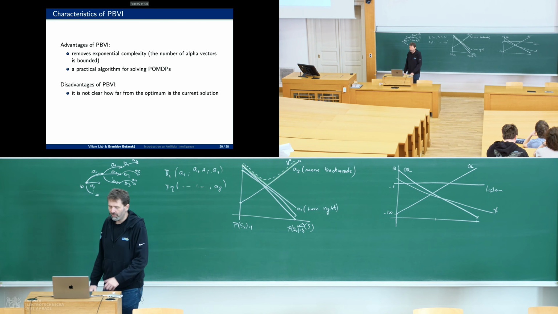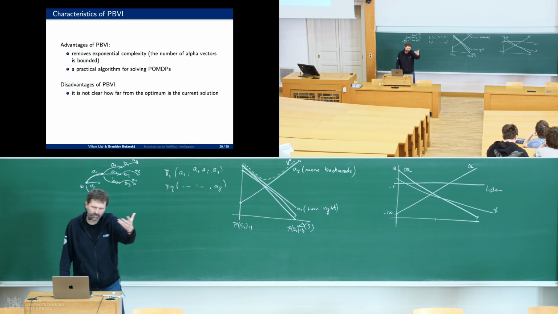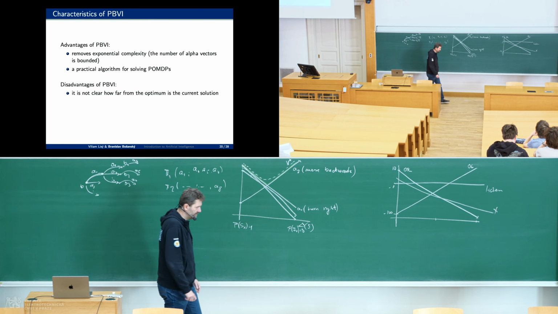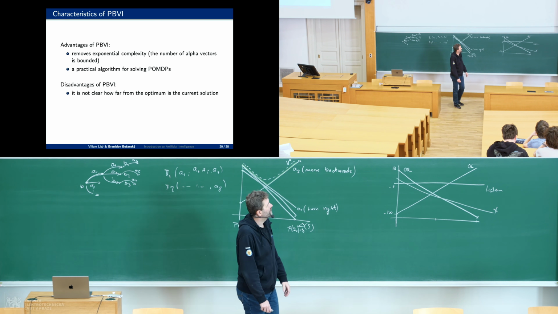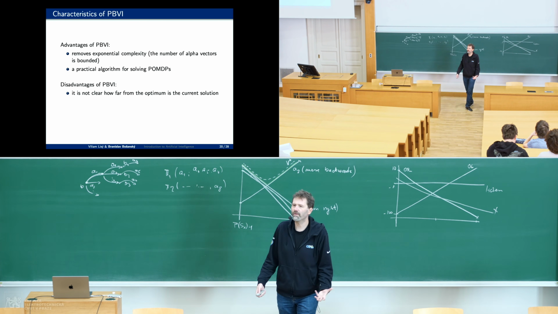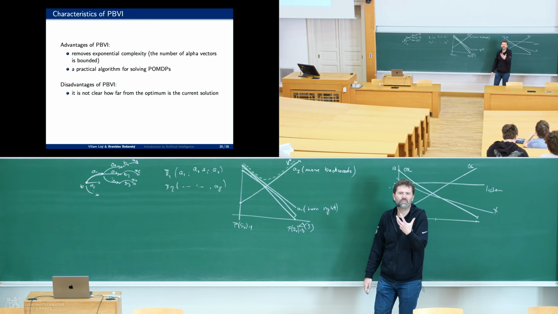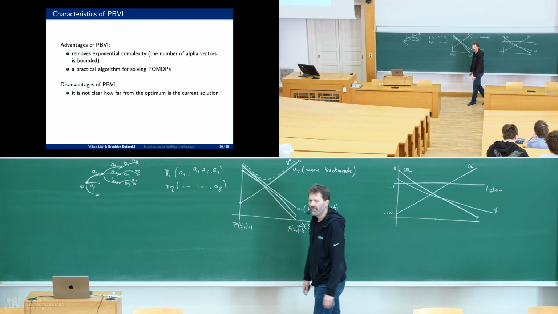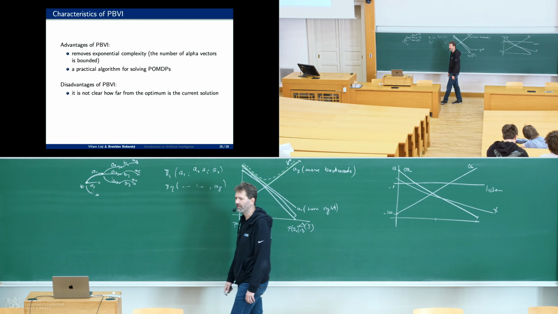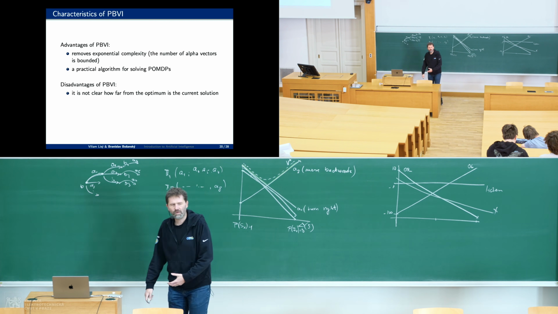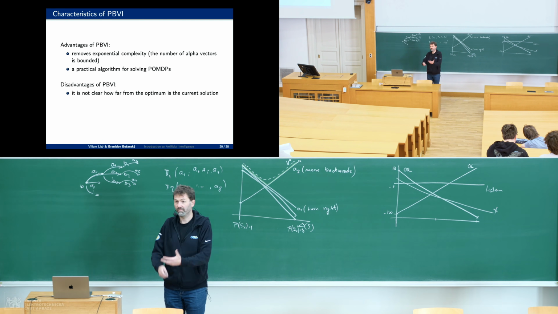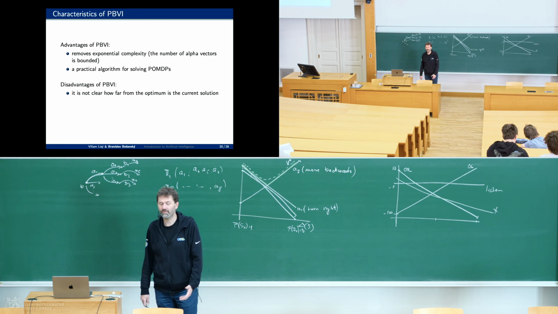The main disadvantage, the one I hinted at with value iteration, is that we don't know how far from V star we are. And this is not just a problem of this algorithm. It's basically a problem in general. This is also true for reinforcement learning, right?